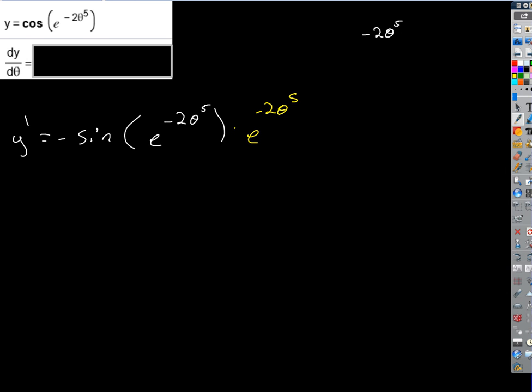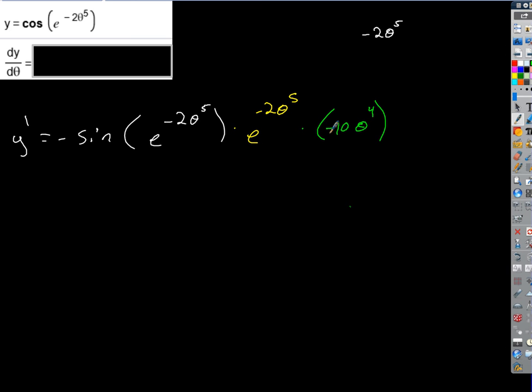And now what is it? Maisie, what do we got? You do. So that'd be negative 10 theta to the fourth. There we go. Okay. So all we really would need to do here then is just maybe pull that stuff out front and that's it.